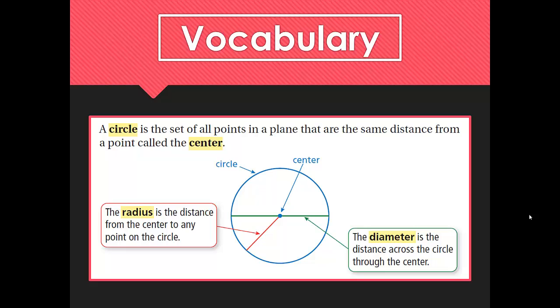A circle is the set of all points in a plane that are the same distance from a point called the center. The radius is the distance from the center to any point on the circle. And the diameter is the distance across the circle through the center.